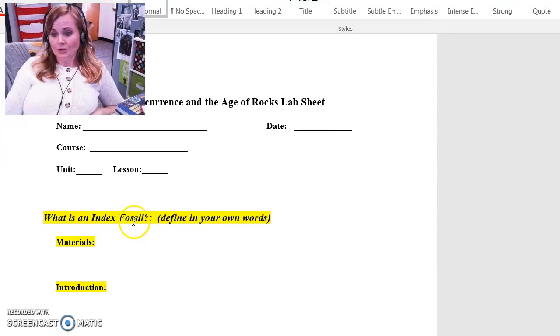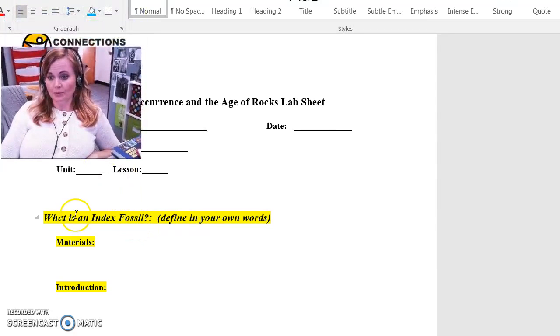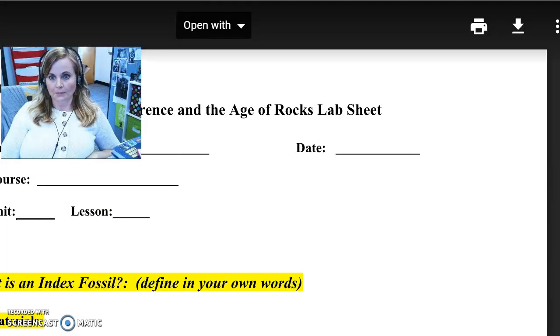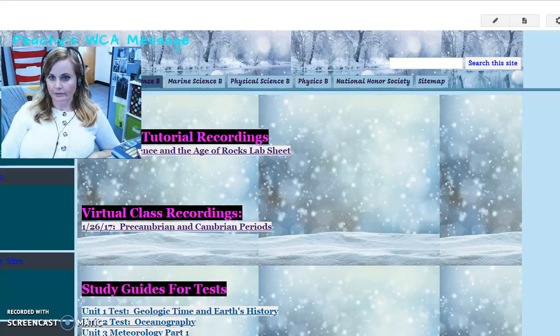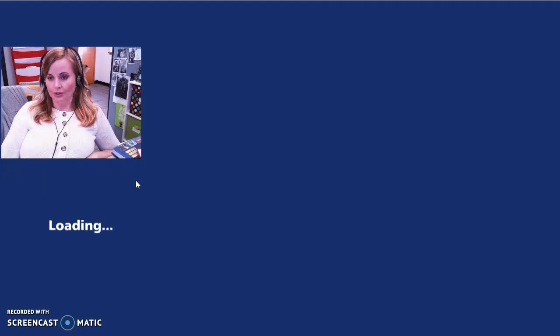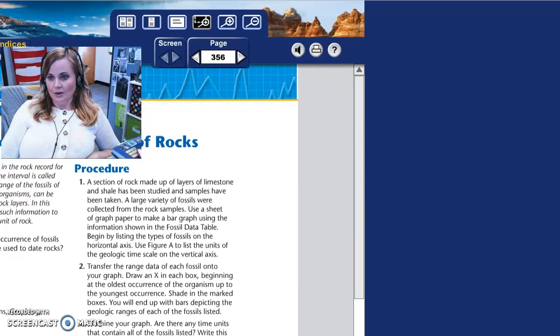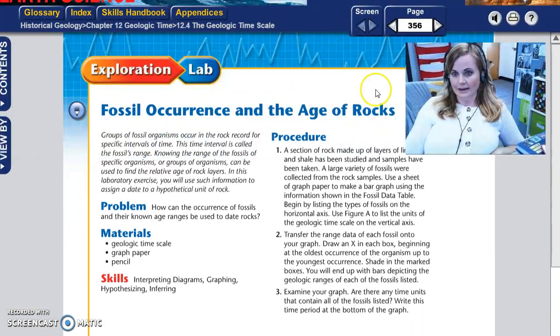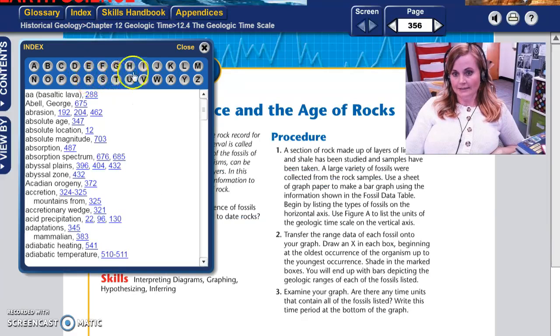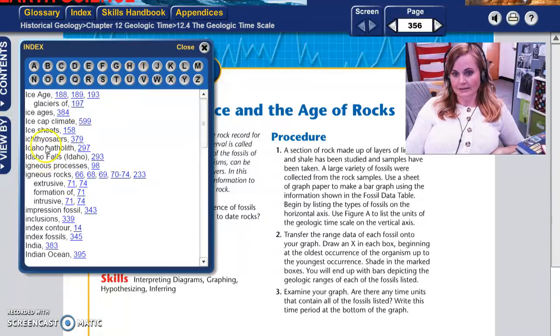The first thing it's going to ask you to do is to put your definition of an index fossil. For this, I want to refer you back to the book. We're just going to open it again because it always seems to get lost. You have a handy-dandy index in the upper left corner. If you click on that and you want index fossil, we're going to click under I for index, and you'll notice that it is on page 345.